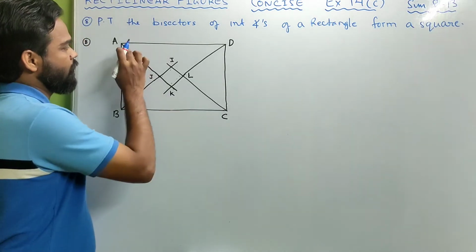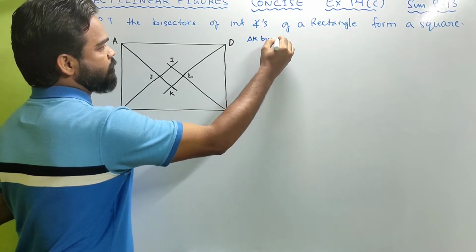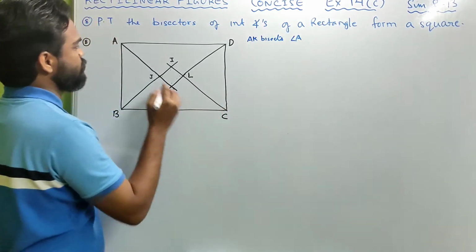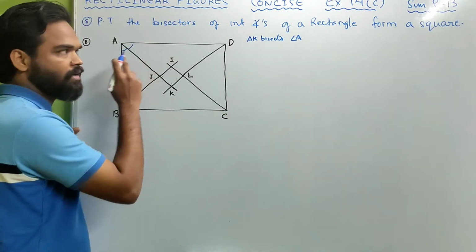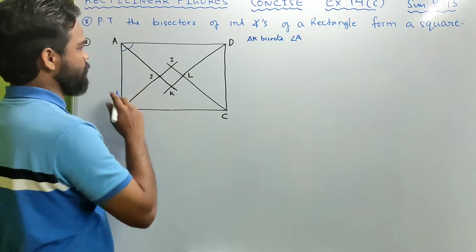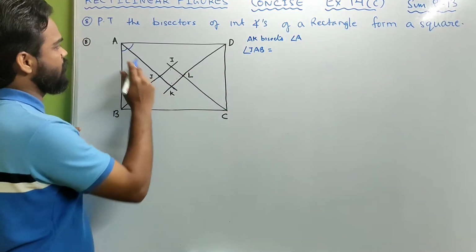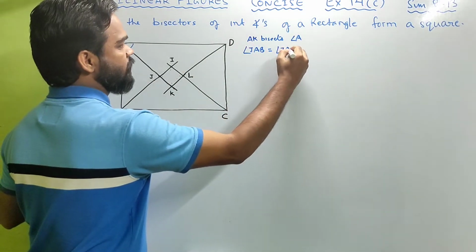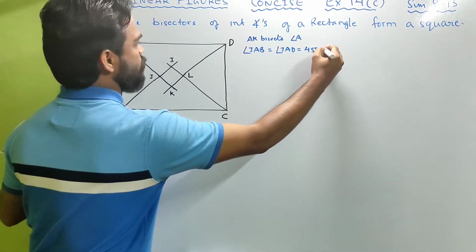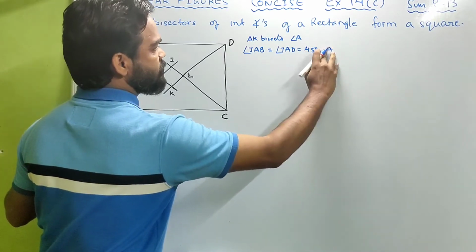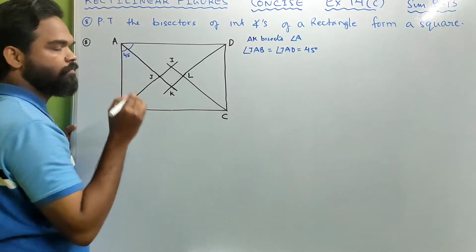Now look carefully. AK bisects angle A, which means this angle will be 45 degree each because the entire angle is 90 degree, which means angle JAB is equal to JAD. JAD is equal to 90 by 2, that's 45 degree. Why? Because AK bisects angle A. We have already written that. Okay. So this is 45.